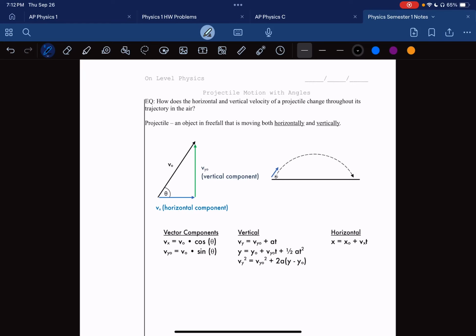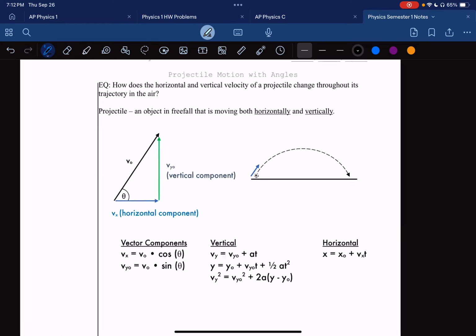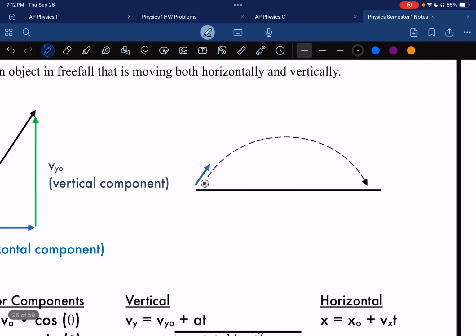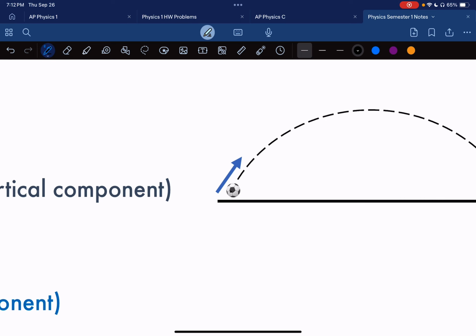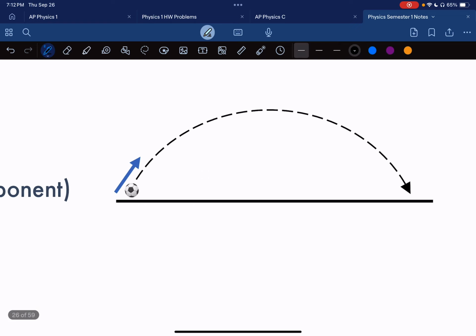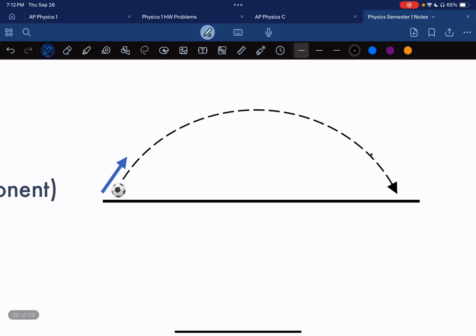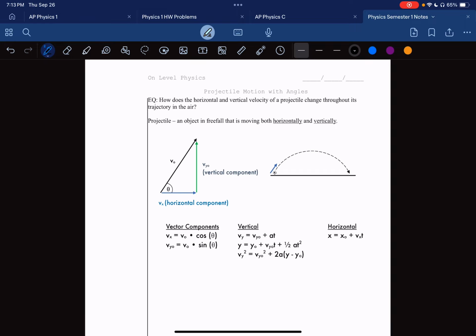All right, this is projectile motion with angles. Ultimately, what we're trying to solve here is a problem involving, for example, a soccer ball that's kicked at an angle. So imagine that it's sent out in this direction with an initial velocity, and there is some angle here with the horizontal ground. And mostly we want to figure out two things about this. How long does it take to do this path across here, and how far does it go horizontally?